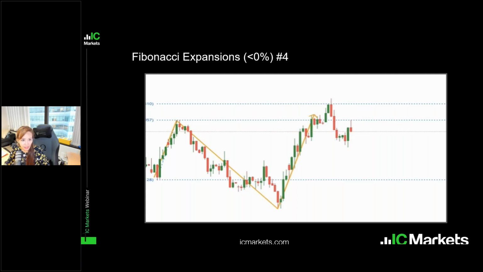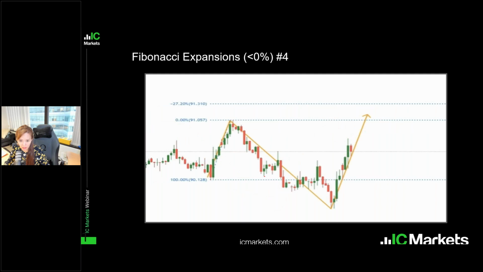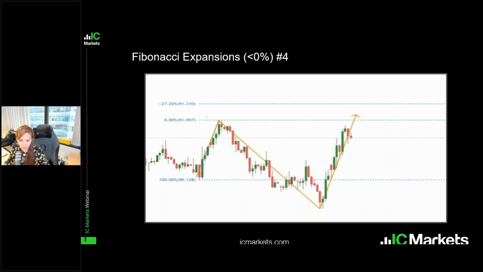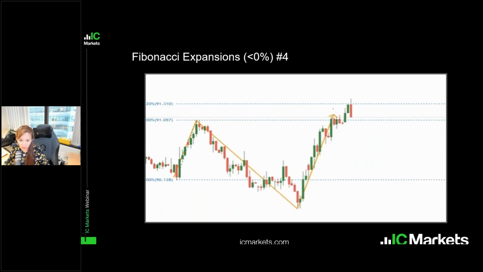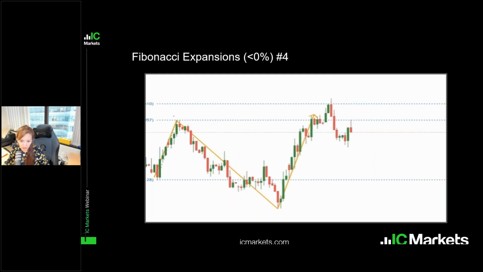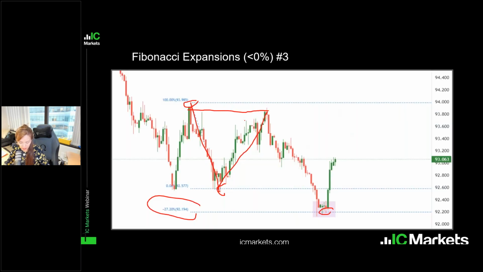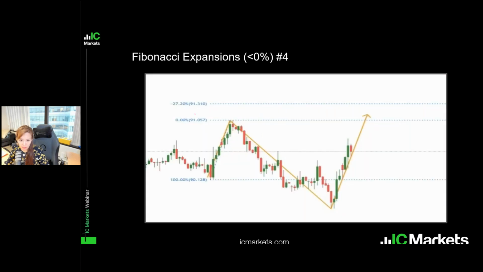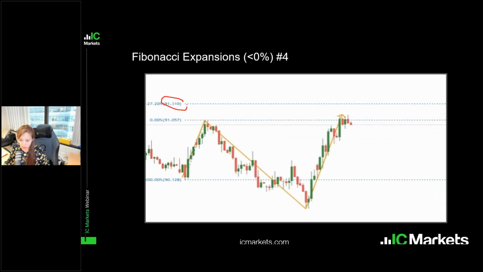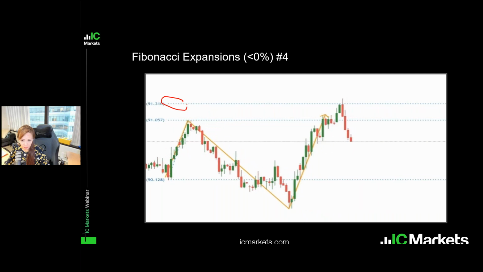Okay. And over here, you can see that price goes beyond 100, which is, let me try again. You can see right here, projection. Price goes beyond our starting point, and then retraces at negative 27.2 expansion.